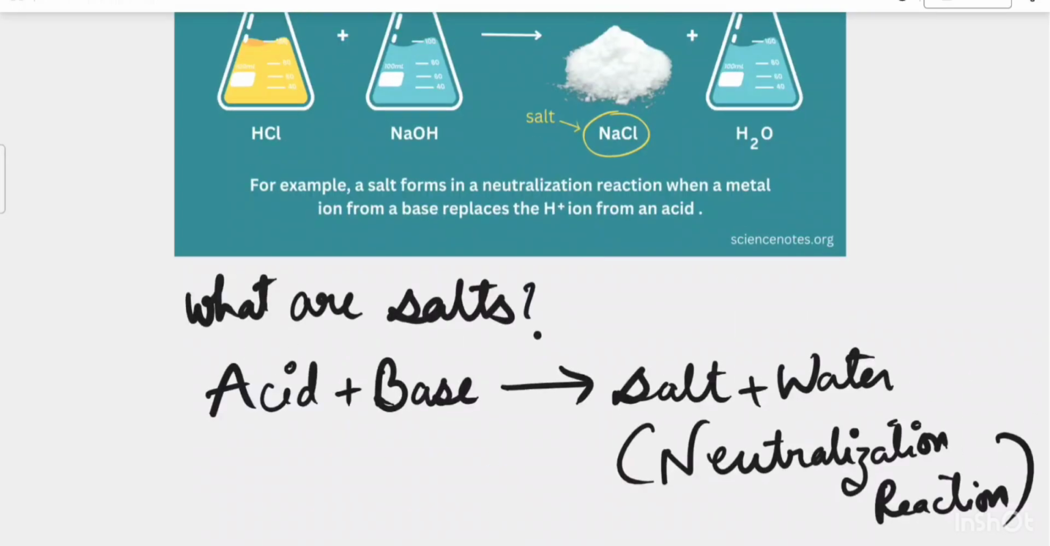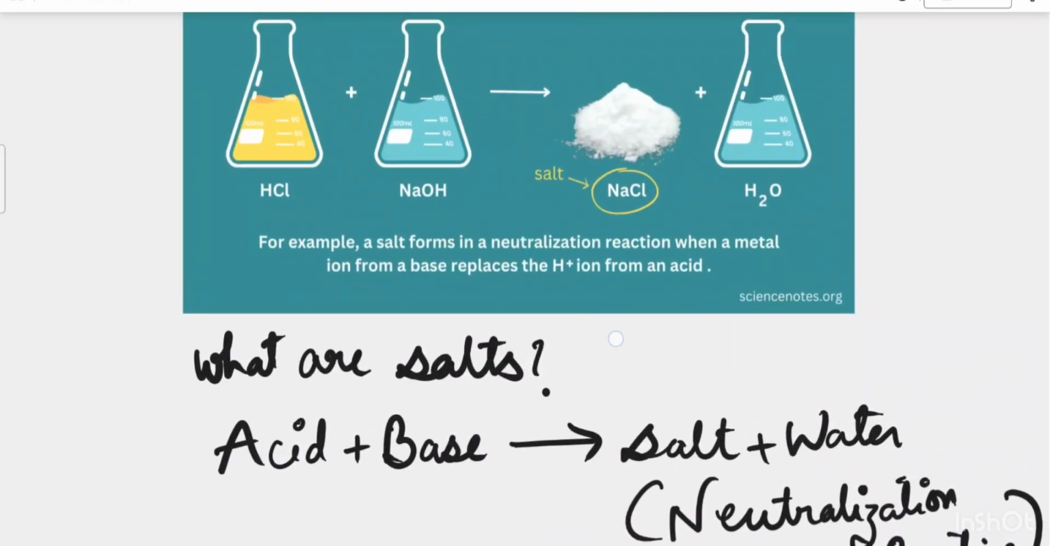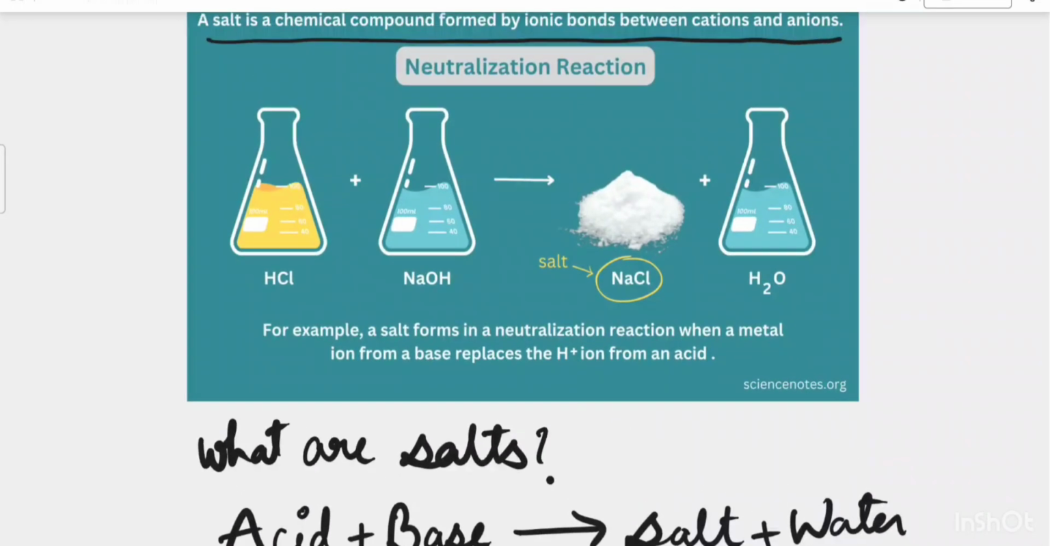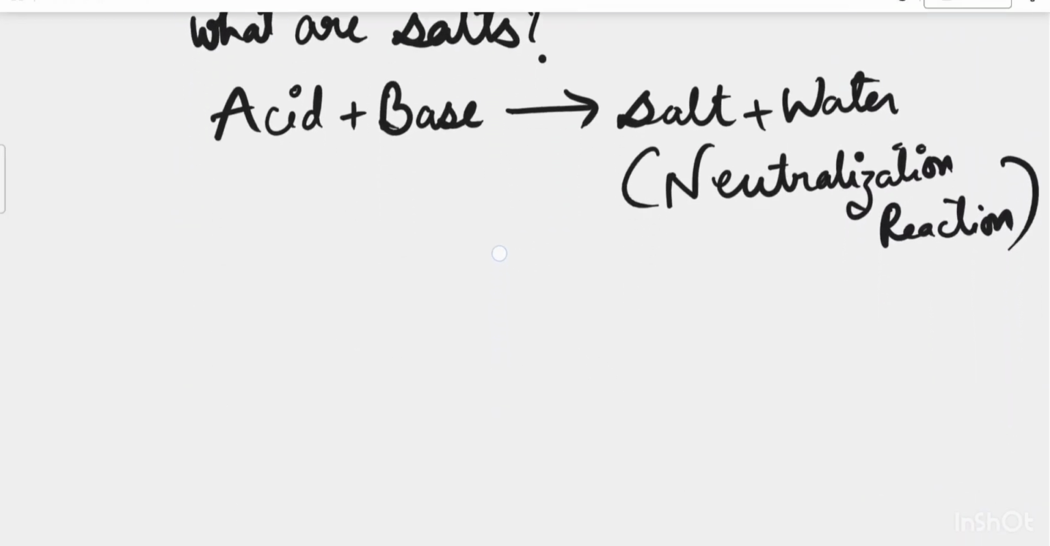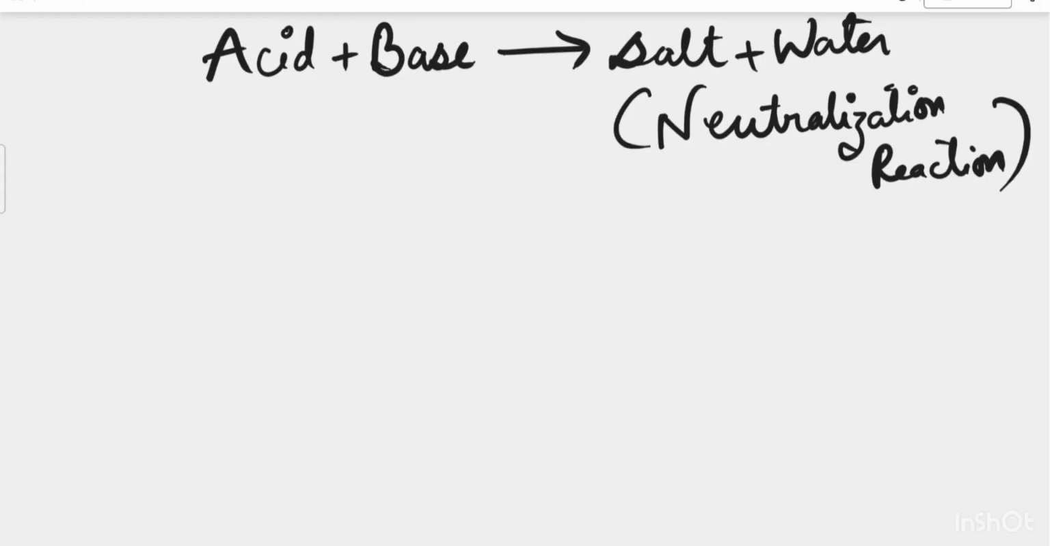Let us see here. We have taken acid and base, and what was formed? NaCl. This is salt and water. In a neutralization reaction, salts are formed. So salts are chemical compounds formed when acids react with base.